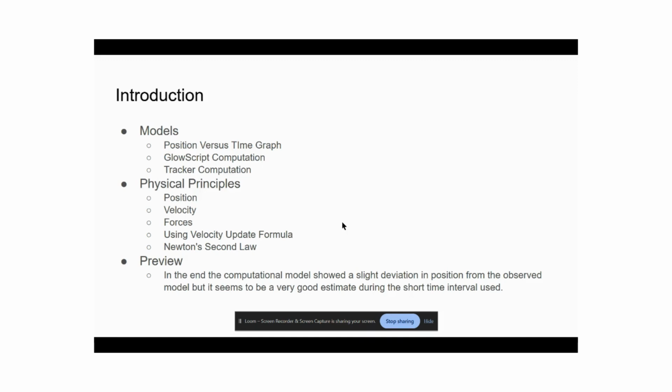By the end of the experiment, we found that the computational model showed a slight deviation in position from the observed model, but it seemed to be a good estimate for the position of the object during the short time interval used.